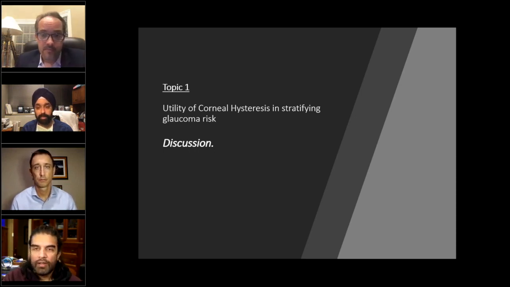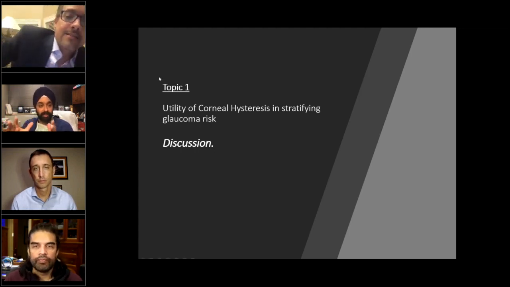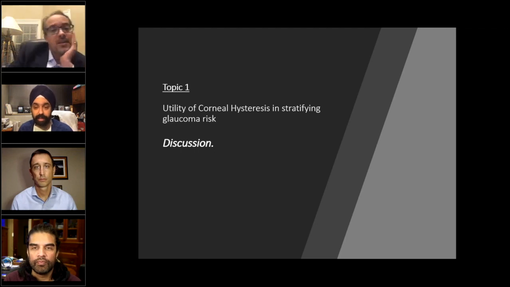Yeah, where I find it really useful is when you have a pachymetry reading that's in the middle 500s, 550, 540, and then you have a lower hysteresis. That really differentiates those patients. When it's like a 620 CCT, they usually do have a high hysteresis, and you're much more relaxed in general with that patient. So it's those middle 500s where I really find it useful. Yeah, exactly.